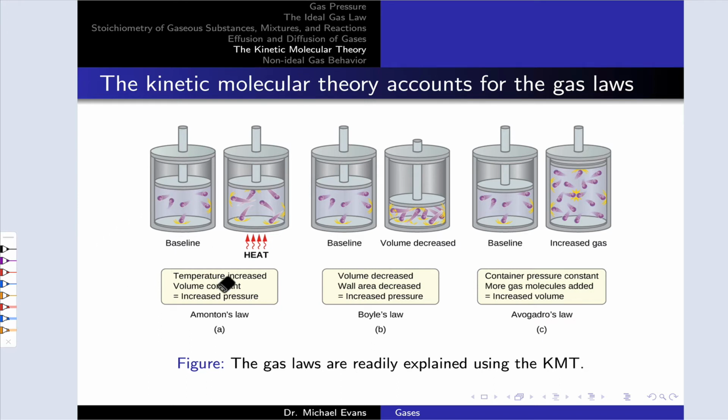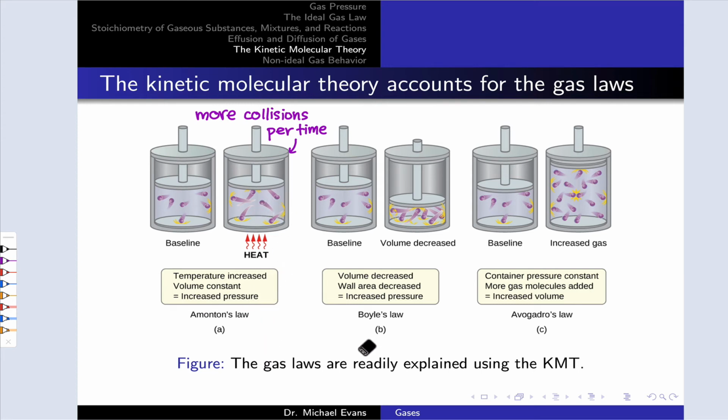For example, let's think back to Amontons's law. Temperature increases result in an increased pressure at constant volume. Why is this? Well, increasing the temperature increases the kinetic energy and thus the speed of the gas particles. We have more collisions and faster collisions per unit time of the particles with the walls, and this results in an increased pressure. Very intuitive. Increase the temperature, increase the molecular speed, increase the pressure.